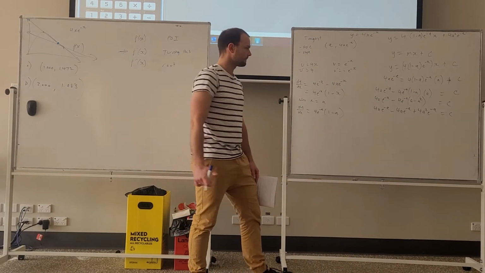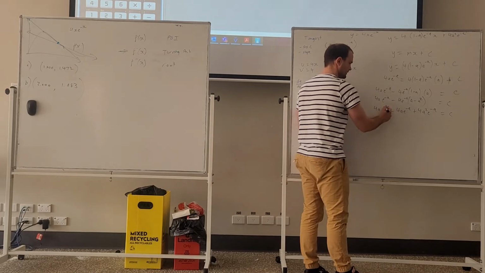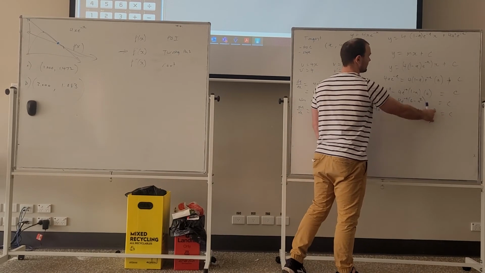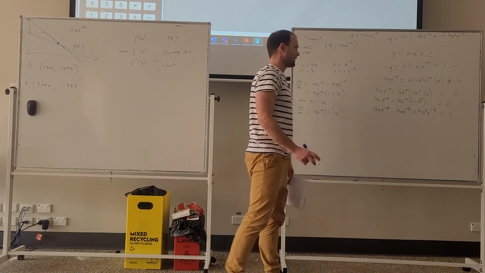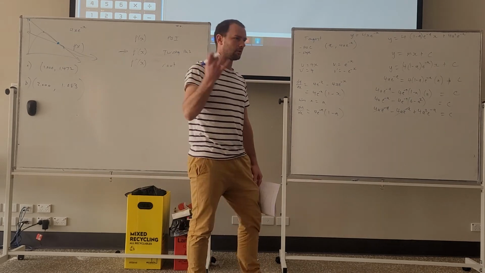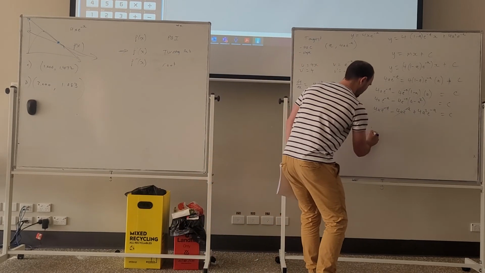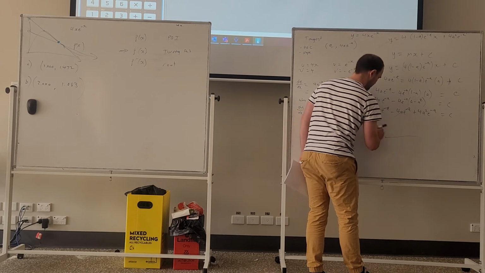Nice. All right. This and this are going to cancel. What are we left with? C is 4a squared e to the minus a. We've got C, we've got the equation of the tangent. Therefore, what's the tangent? That one there.